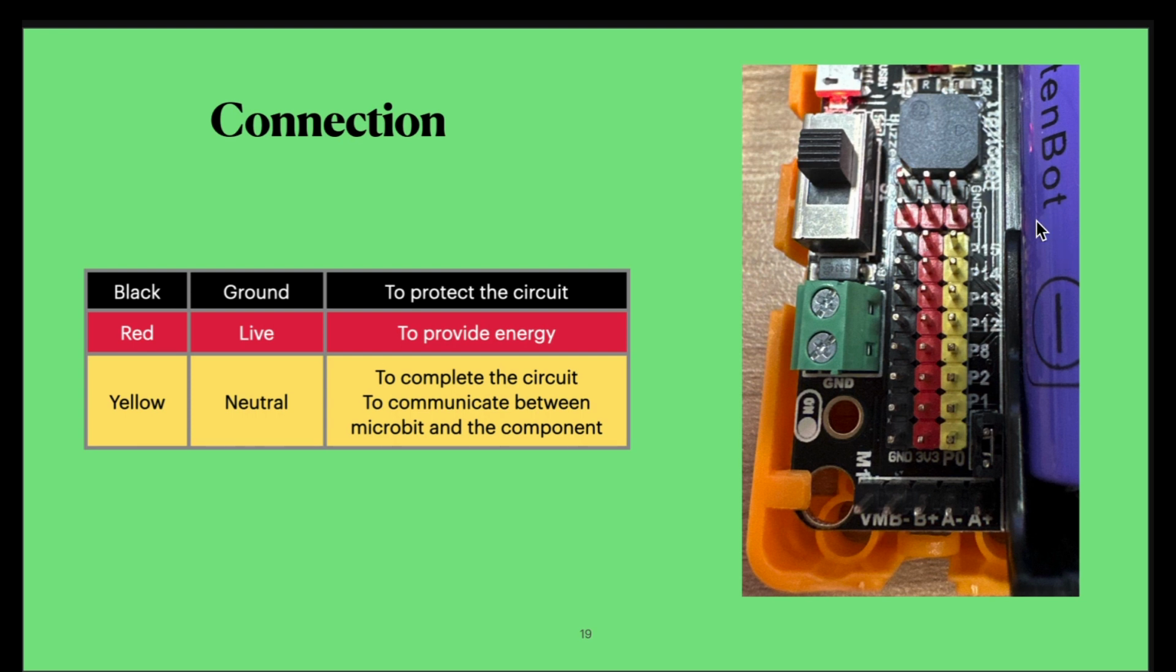For the connection that we are using, like the board, you can see the red color, which is the live wire, to provide the energy. The yellow color is also to complete the circuit. It can also provide energy, but the energy is not that large. While the black color is the negative pole.